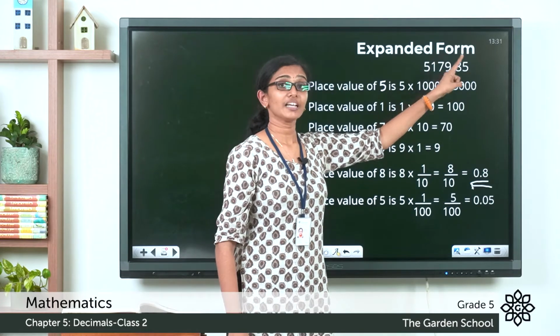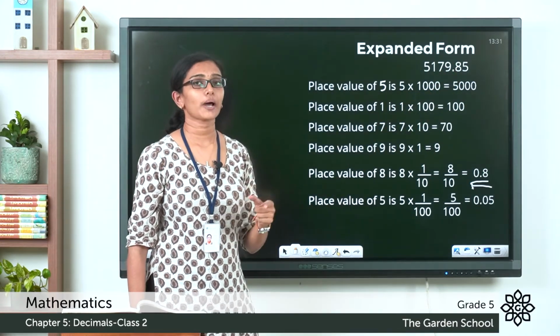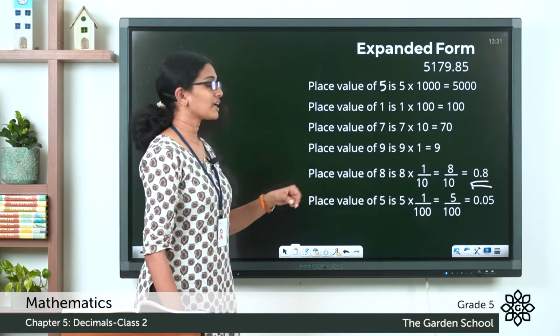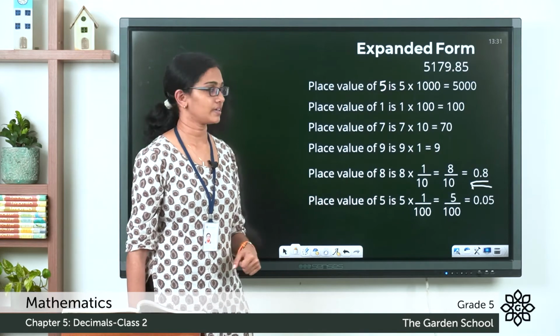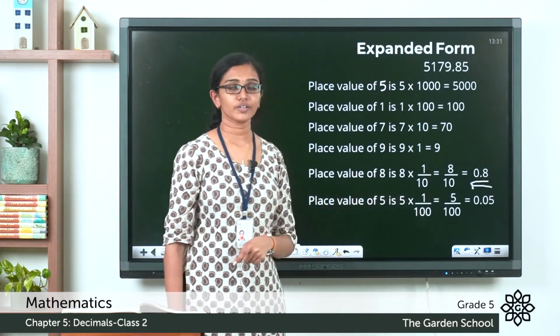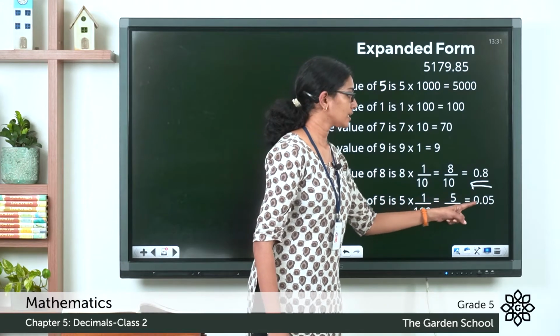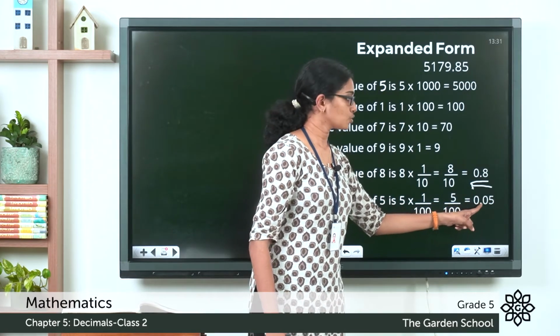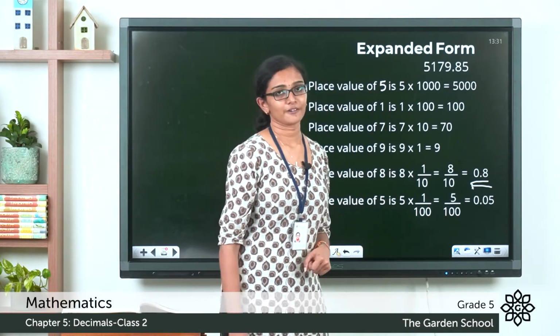What about the place value of 5 here? 5 is in the hundredths place. So what is the value of the hundredths place? It is 1 by 100. So the place value of 5 will be 5 into 1 by 100, which is equal to 5 by 100. How do you write that in decimal form? You write that as 0.05. There are two places after the decimal point. Why? Because there are two zeros here.